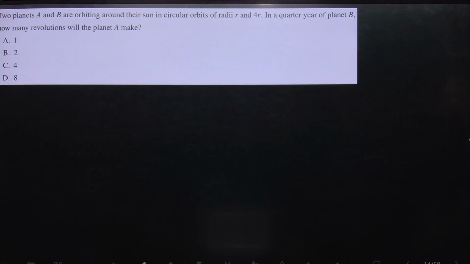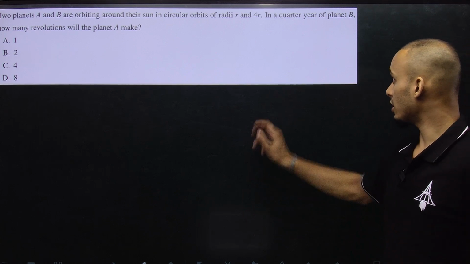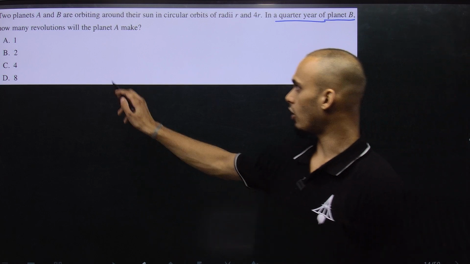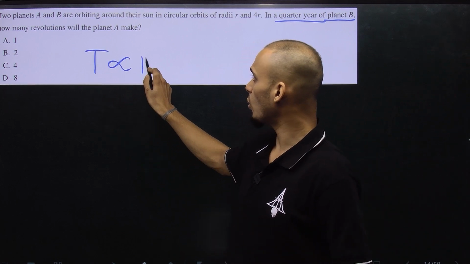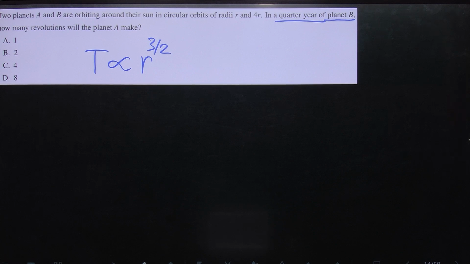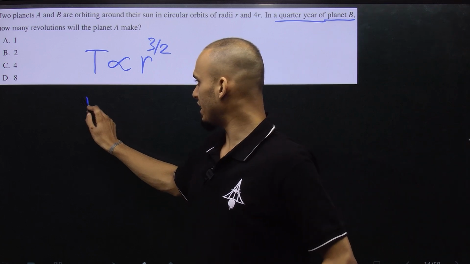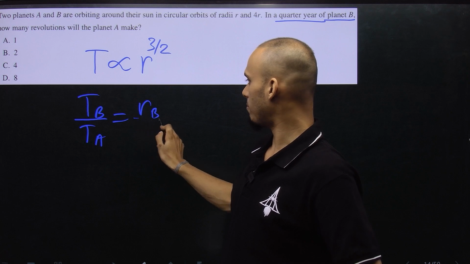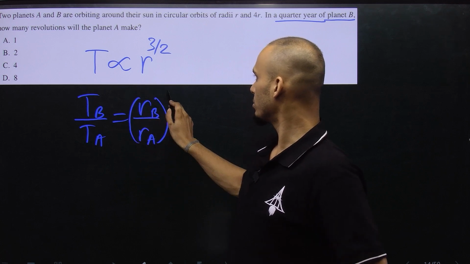We have two planets A and B orbiting in radii r and 4r respectively, and we need to determine in a quarter year of planet B, how many revolutions will planet A complete. Now we know that according to Kepler's law of orbits, time period is proportional to the radius of orbit raised to 3 by 2. This is Kepler's third law of planetary motion, also known as the law of orbits. And from this, we can write the ratio of time periods of planet B and planet A as simply the radius of B upon the radius of A raised to 3 by 2.